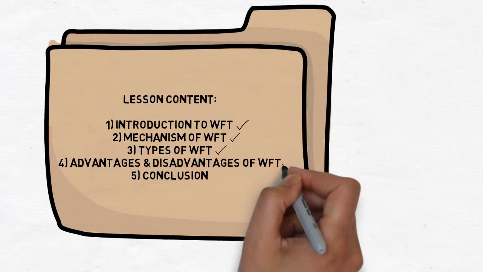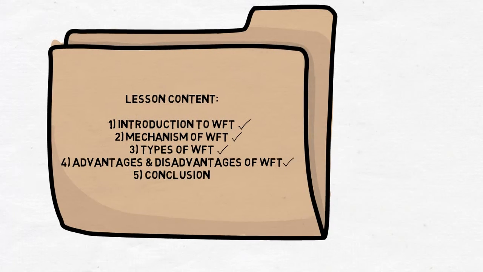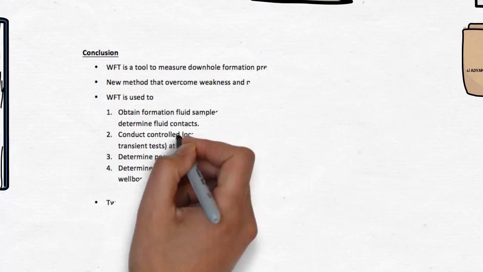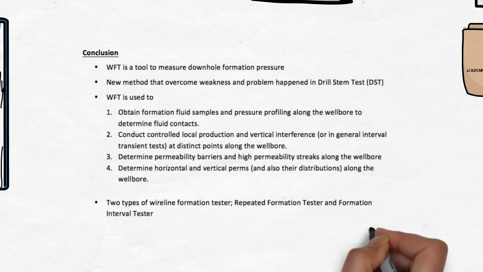We are done with the advantages and disadvantages of wireline formation test. In conclusion, wireline formation test is a tool to measure downhole formation pressure. It is a new method that overcomes the weaknesses and problems that happen in drill stem test, DST. Wireline formation test is used to obtain formation fluid samples and pressure profile along the wellbore to determine fluid contact, conduct control of local production and vertical interference, determine permeability barriers and high permeability streaks along the wellbore, and determine horizontal and vertical permeability. Lastly, there are two types of wireline formation tester, which are the repeat formation tester and the formation interval tester.